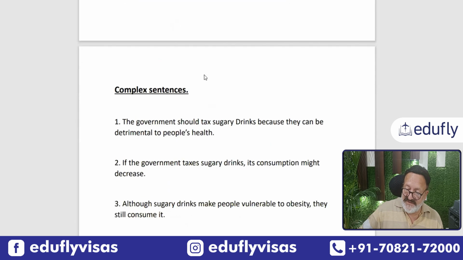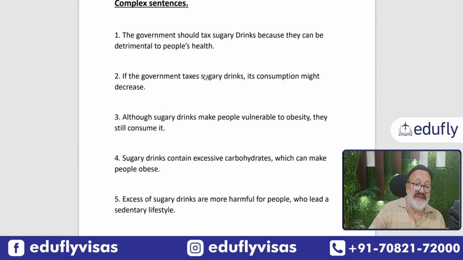So in complex sentences, we have to use the conjunctions which we discussed earlier. So the government should tax sugary drinks, because kyonki they can be detrimental to people's health. So not only have we used the conjunction because, we have also used the vocabulary detrimental. So we score on both the counts.